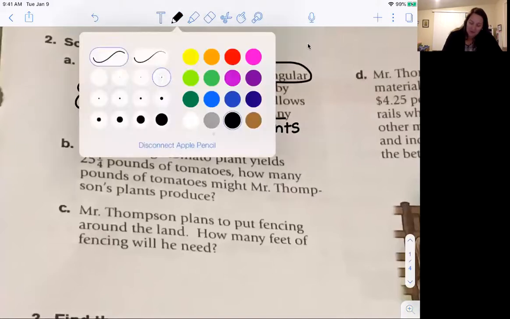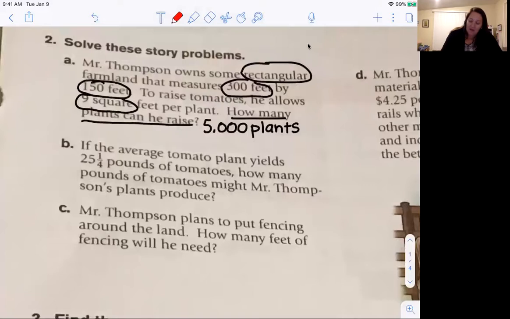I'm going to do this over here. We're going to use tomato red. Okay, we have 5,000 plants. We have 25 1/4 pounds per plant. We're going to multiply. We're going to say 25.25. Why did I change it to 0.25? Because 1/4 is 0.25 times 5,000.